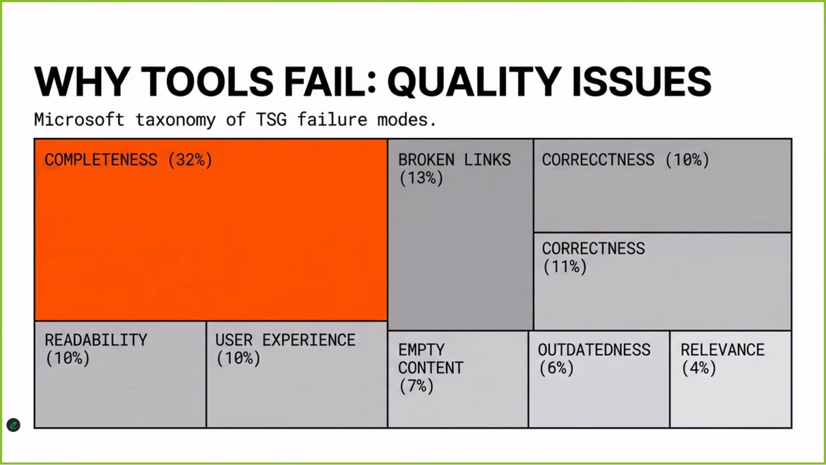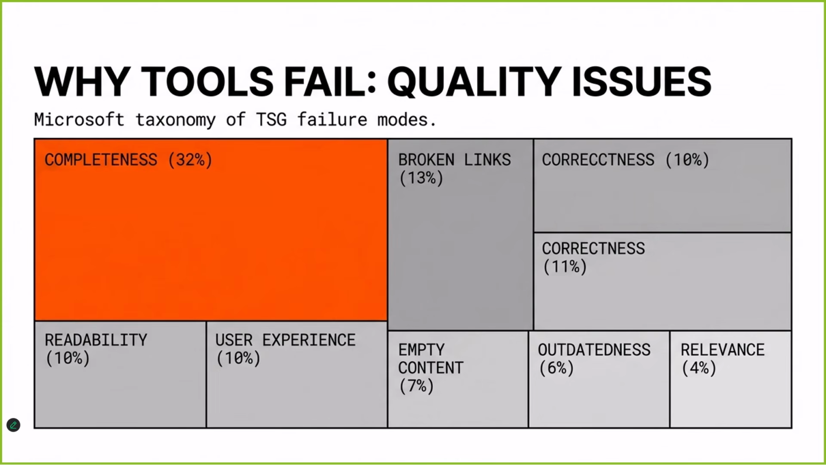Now, why did these tools fail? According to the research paper from Microsoft's team, they gave us these top reasons. The most common reason is completeness. They don't have all the information needed in the playbook. They have broken links. They're linking to either an interface to change a configuration or other documentation, and the links don't work. Correctness, like for example, having 2 C's in correctness. The issue is making sure that they are correct, or having correctness twice.